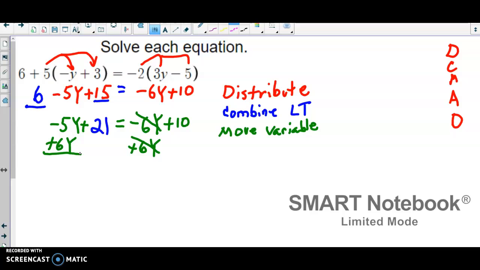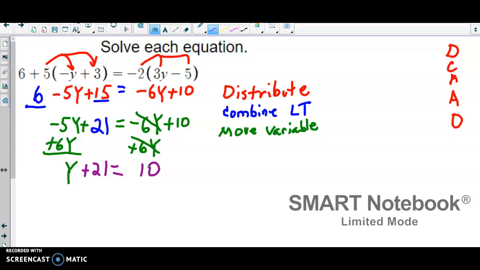Signs are different, so I will subtract. Keep the sign of the bigger number, which is the 6, and it's positive. So I get 1y. Remember, I don't have to put that 1. Everything else moves down. So again, my plus 21 equals 10. So I've already done, so these 3 steps are done.